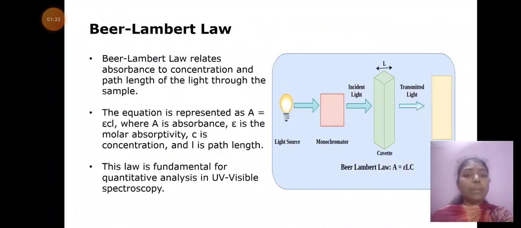Beer-Lambert law. Beer-Lambert law relates absorbance to concentration and path length of the light through the sample. The equation of Beer-Lambert law is represented as A equals epsilon C L, where A is absorbance, epsilon is the molar absorptivity, C is the concentration, and L is path length. This law is fundamental for quantitative analysis in UV visible spectroscopy.